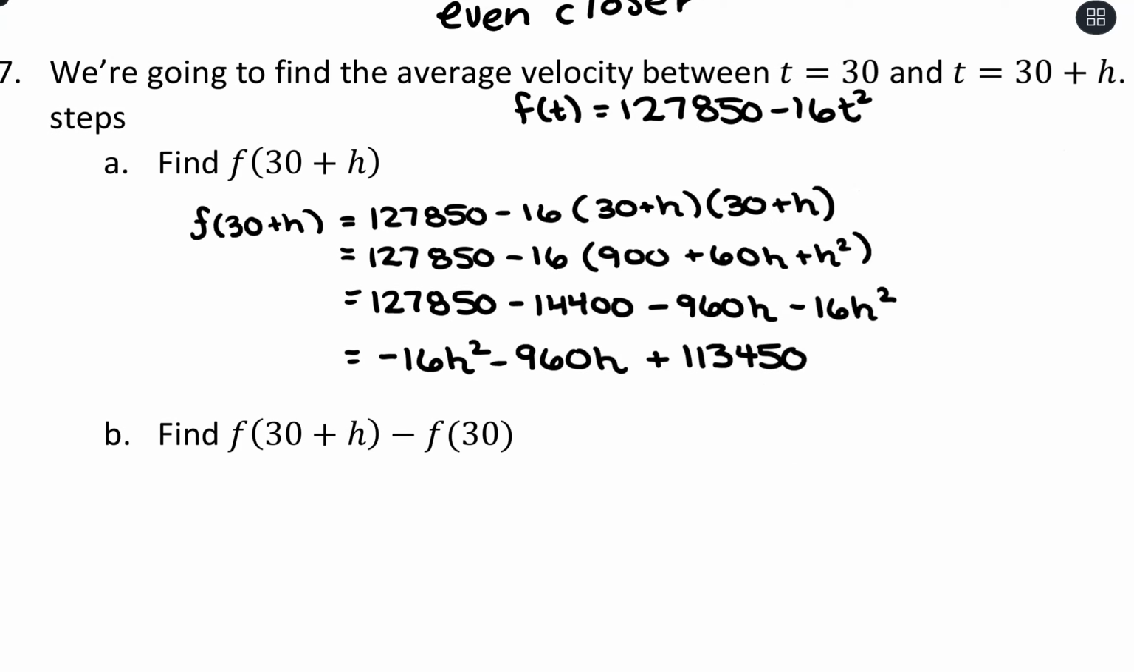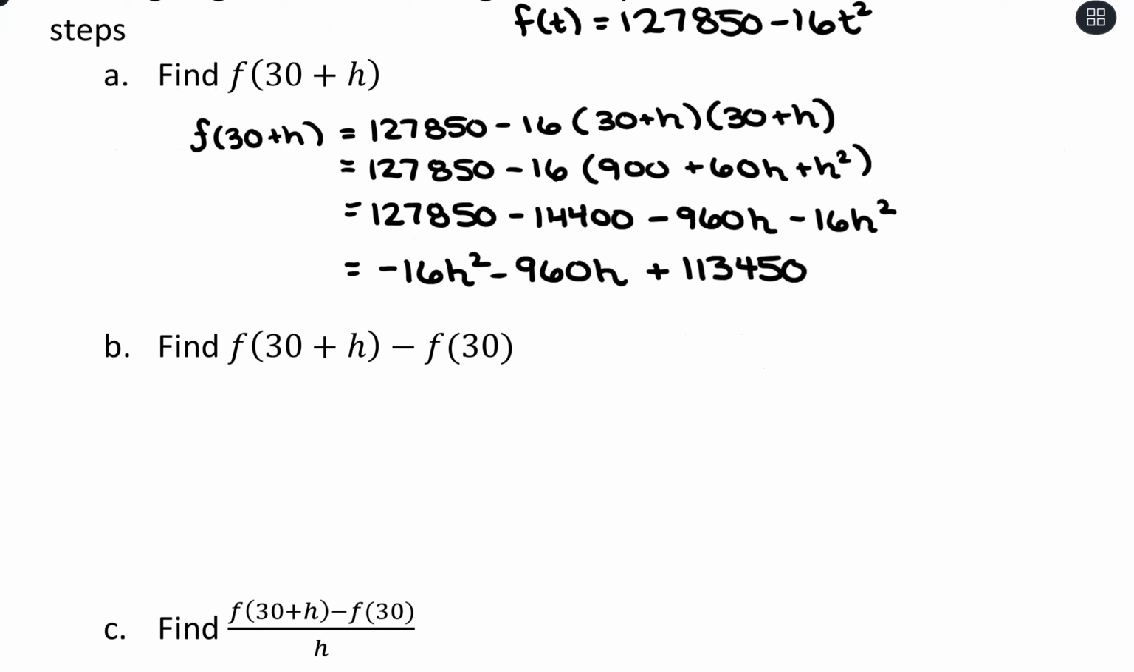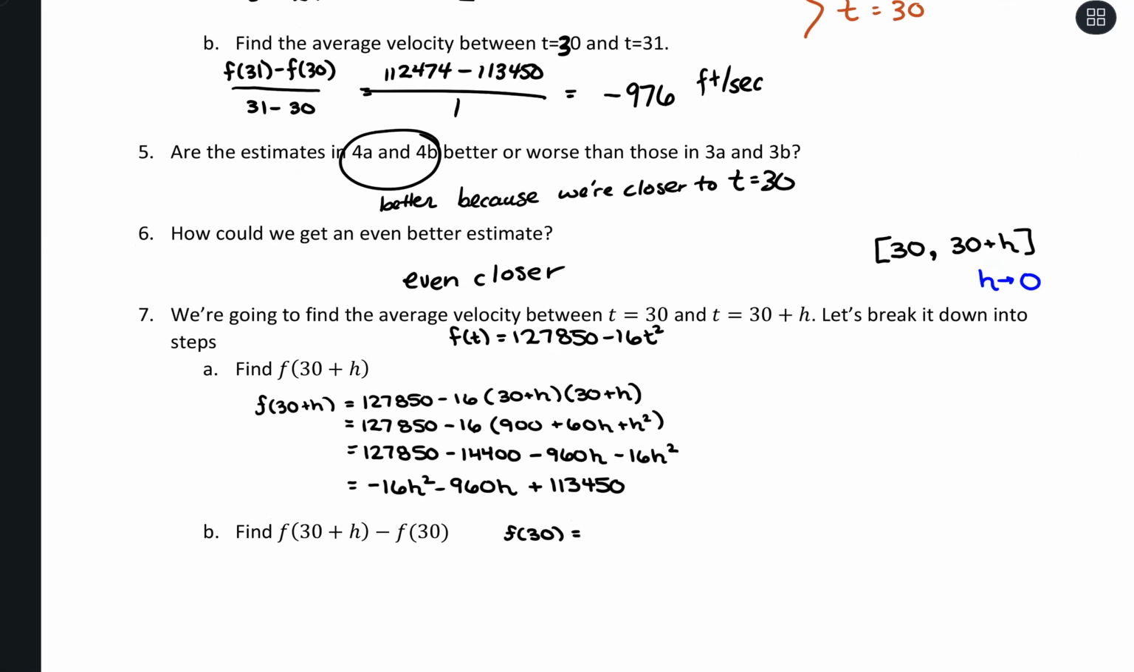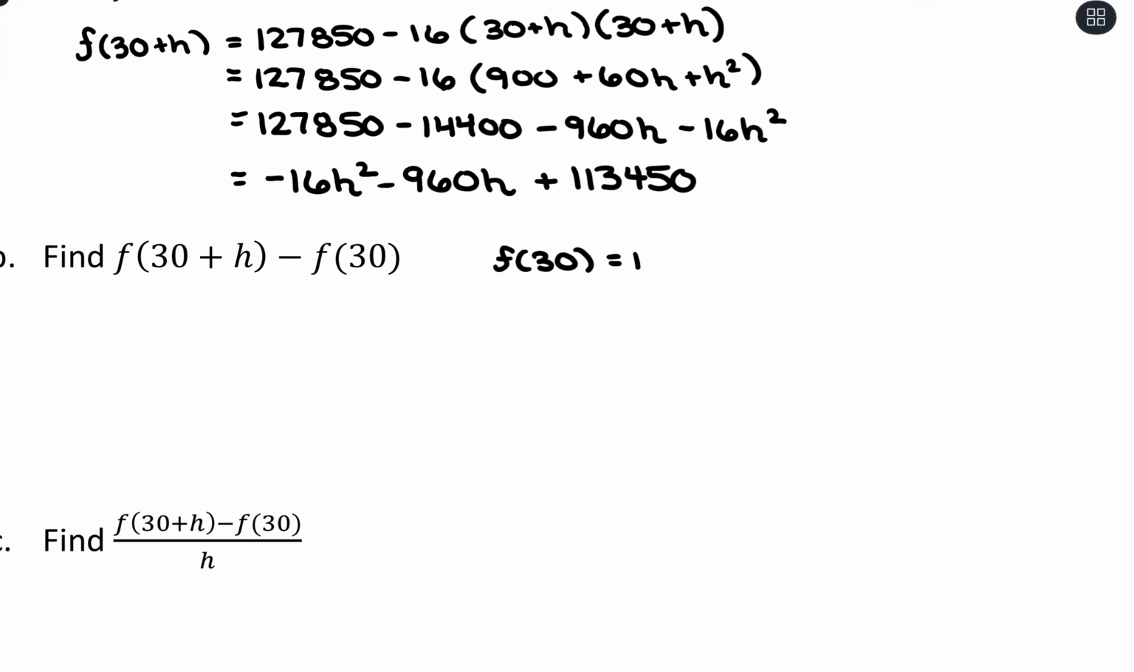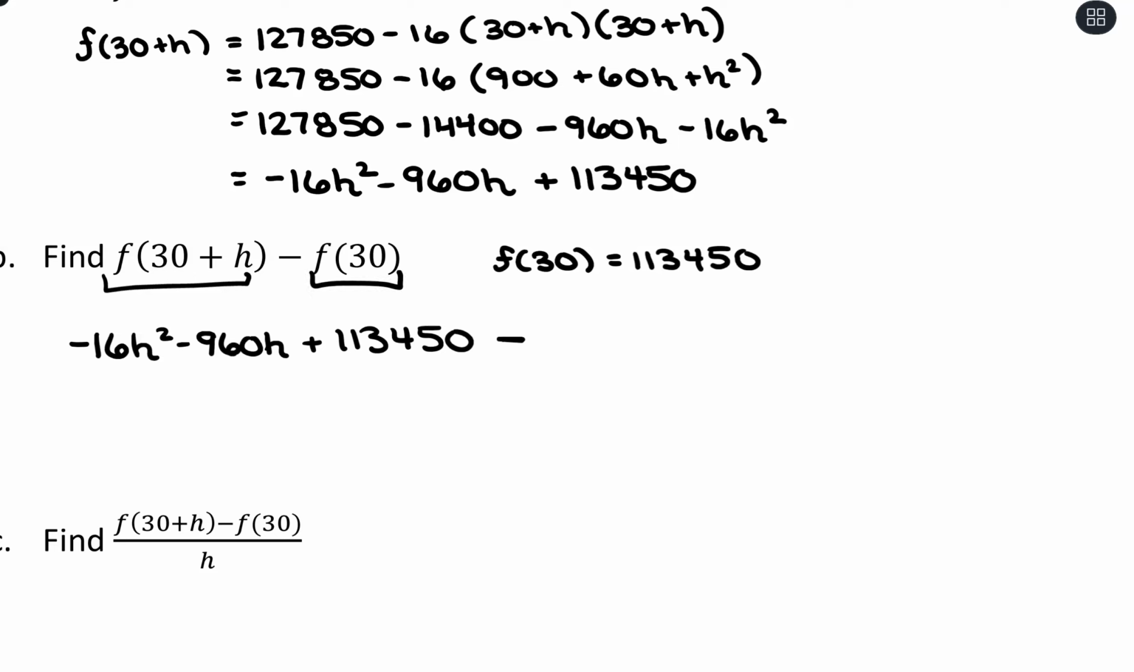Now, what if we wanted to subtract f of 30? So f of 30 we found up above. We can do this again by just plugging 30 into our function. We got 113,450. So if I'm taking f of 30 plus h, well, that we just found is the negative 16h squared minus 960h plus 113,450. And then we're going to subtract away f of 30, which we had found to be 113,450. So with this, the constant terms are going to cancel out. So all we have left is negative 16h squared minus 960h.